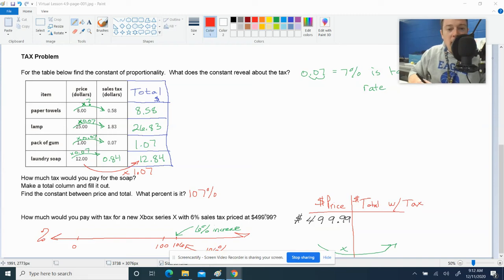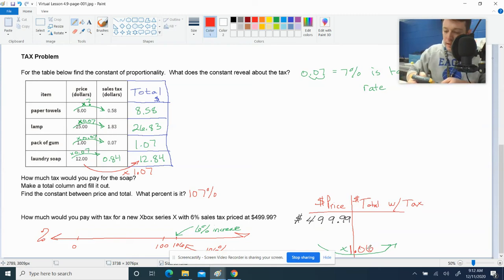So instead of finding 6% and adding it, a good shortcut is to multiply the price by 1.06, which is the same as 106%. And that's a nice, cool shortcut you can do for any tax problem in the state of Kentucky. If you know the price, multiply it by 1.06, and it will tell you the total.